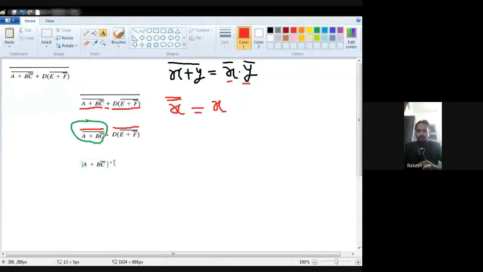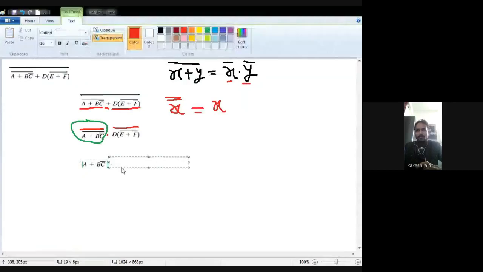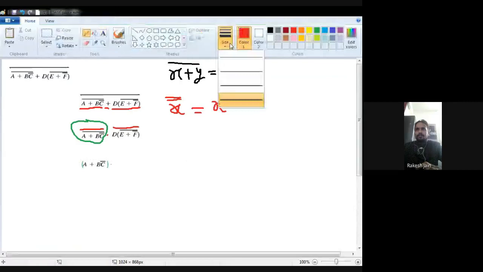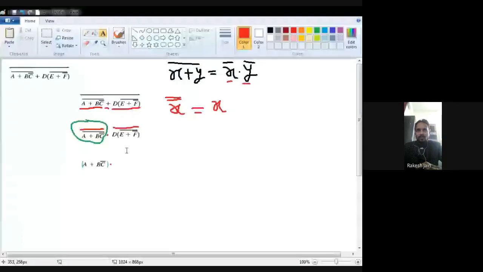Okay, now the dot is there, then the dot, and the second term is as it is. I am writing down the same term as it is.